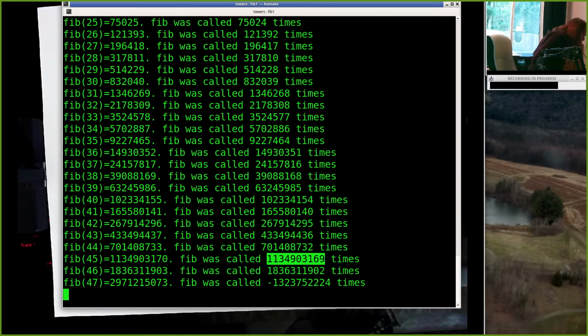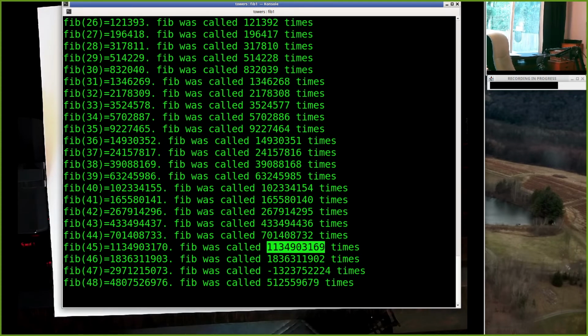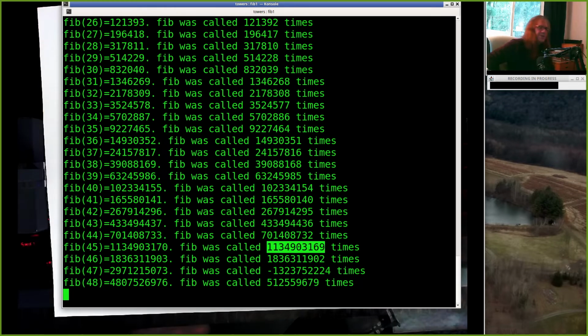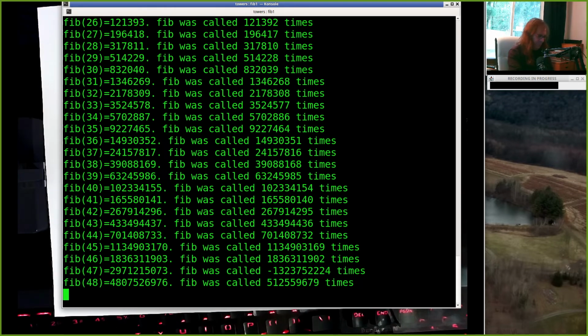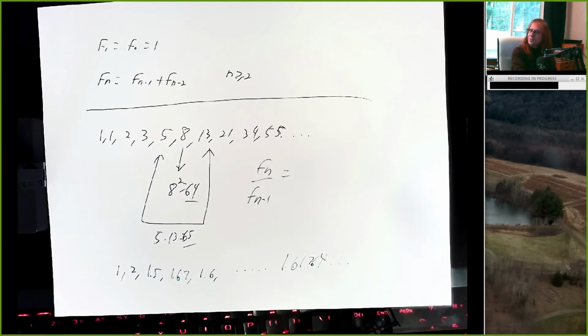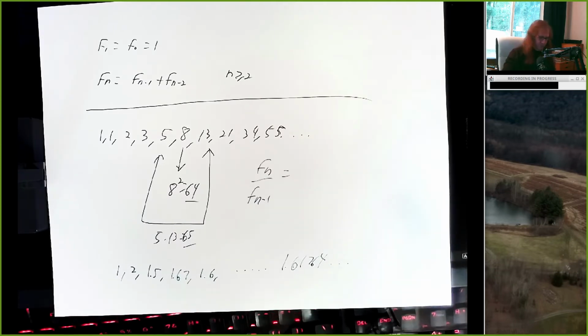You overflowed the integer there too. Yeah, you can use longs and stuff. Alright, so we'll play around with that more in CSE next week.